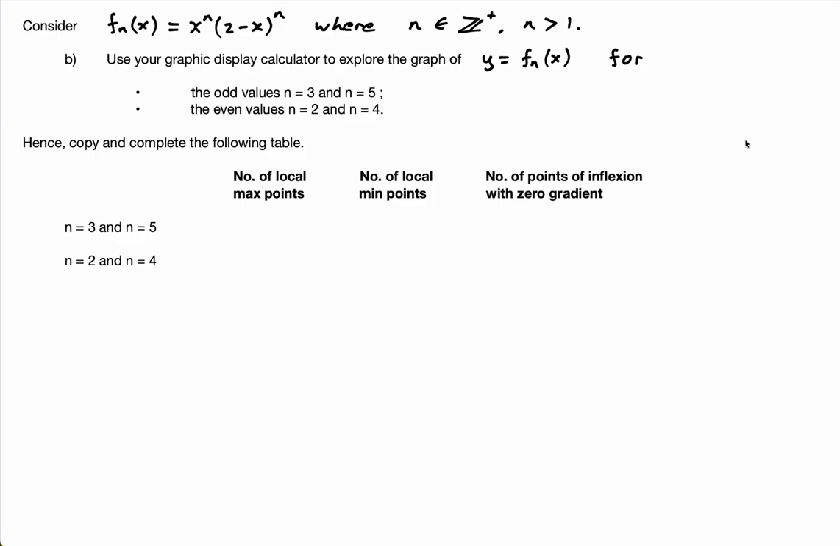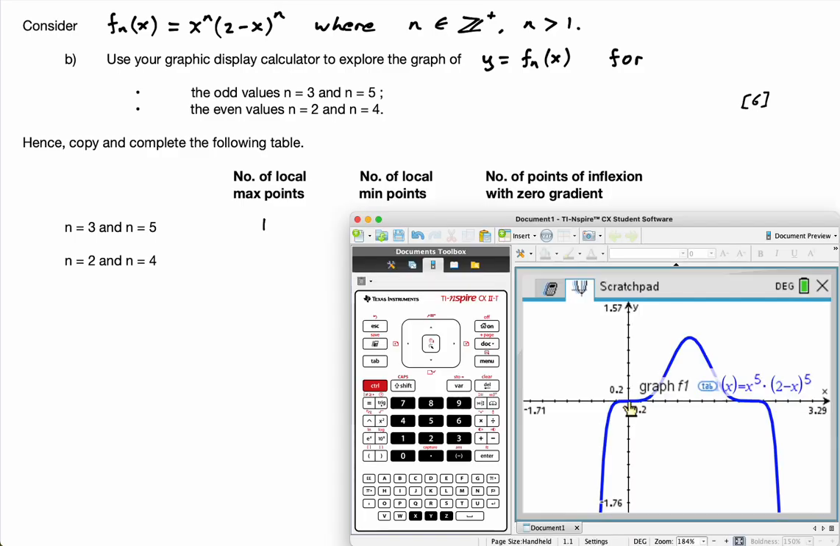So in here, I'm going to put the number of local maximum points is 1. The number of local minimum points is 0. And by the way, this is a 6-mark question, guys. This is worth 6 marks, and it's just basically 1 mark for each of these. Number of points of inflection with 0 gradient, 2. Now we just need to try for 2 and 4.